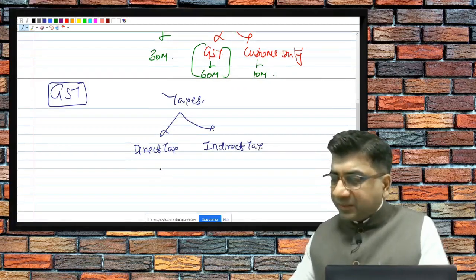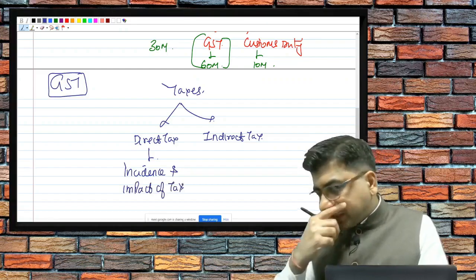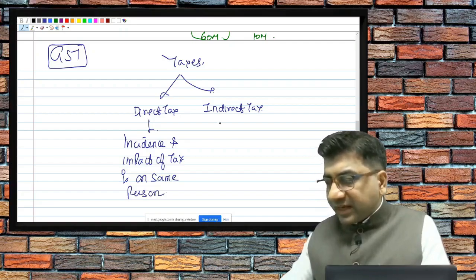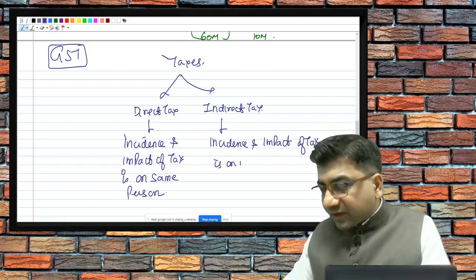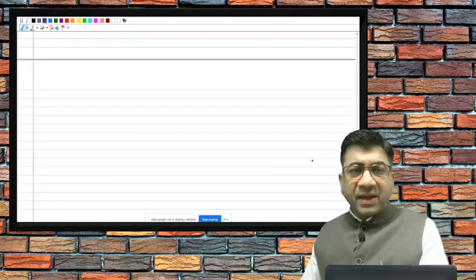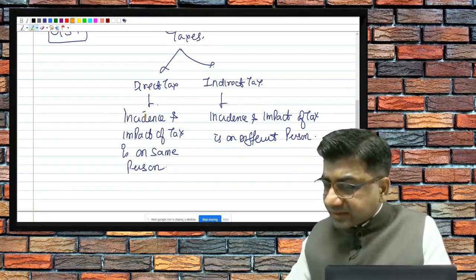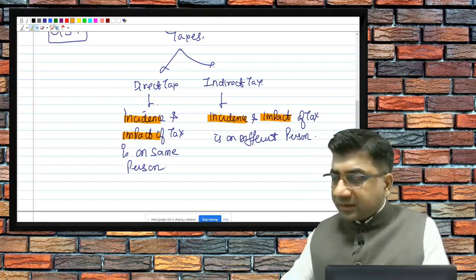Friends, what is a direct tax? Legally speaking, direct tax means a tax where incidence and impact of tax is on the same person. Whereas indirect tax is a tax where incidence and impact of tax is on different persons. Friends, incidence and impact, these two terms, I don't know whether you have studied them before or not. There is one term known as incidence of tax. Another term is known as impact of tax. Now, what do you mean by these two terms?